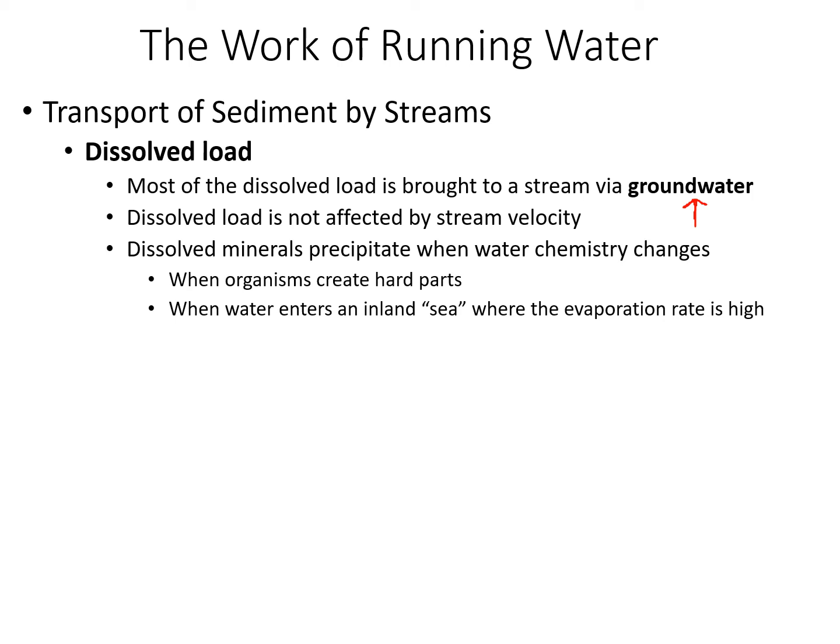What does change the composition or the amount of dissolved load in the water is if you have organisms creating hard parts. Okay, they'll remove calcium from the water to create their shells. So sometimes you'll see like little clam shells or something forming, or snails. They got that calcium from the water, and that would lower the dissolved load of the water. If the river enters a really dry area where the evaporation rate is high, that means the dissolved load concentration would increase just because you're removing pure water from the river, and the concentration would increase as a result.